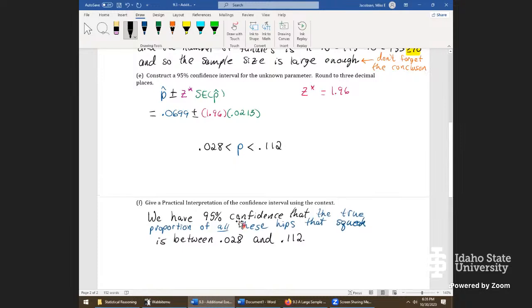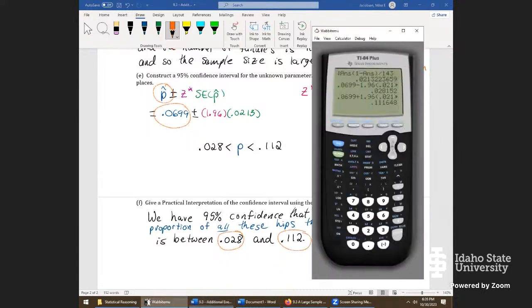So taking another look at this, p hat is right here at 0.0669, about 7%. And notice it's right between these values. It's right smack between it, in fact. If you took 0.112, add to it the 0.028, divide that answer by 2, you get the 0.07 right back. So in these confidence intervals, the statistic p hat is dead center.